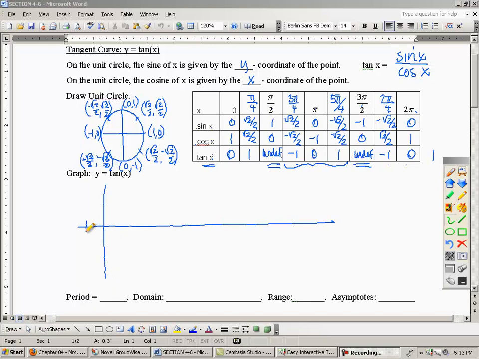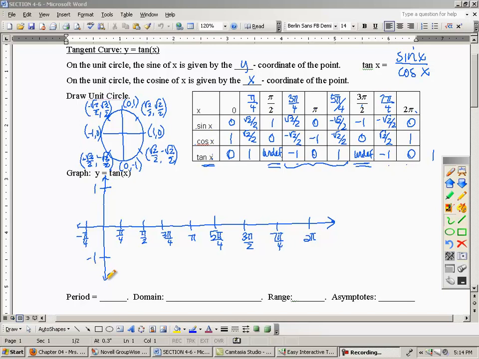Let's put in our negative, and again, this time we have to go by pi over 4s. So I've got a pi over 4, and then a pi over 2, a 3 pi over 4, and then a pi, 5 pi over 4, and a 3 pi over 2, 7 pi over 4, and then 2 pi. And you'll notice my y values go from 1 to -1, and then we've got some undefined.